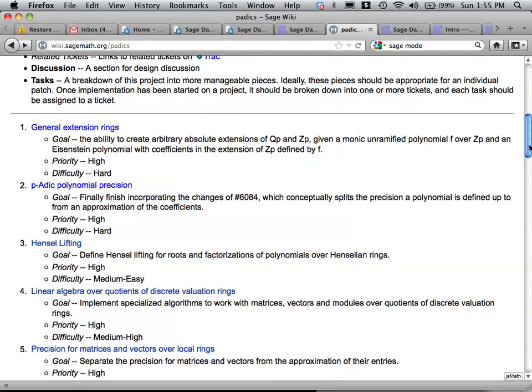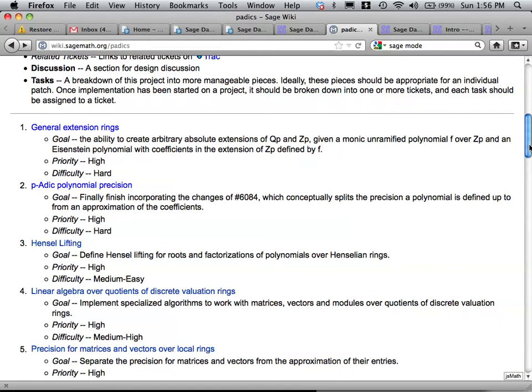So that's one goal. Another goal that I have is to do this separation of precision data from approximation data for polynomials and for matrices. So I have some code which does this. It has been in progress for a long time. So I'd like to try to clean that up and get it into Sage.